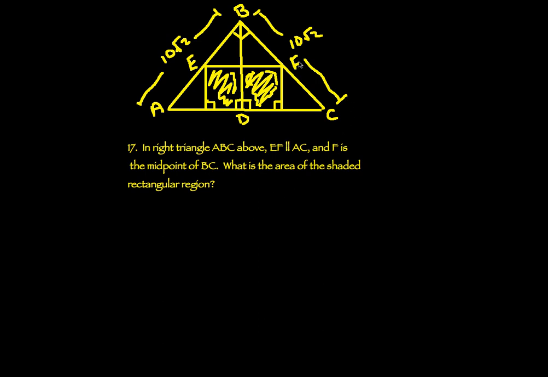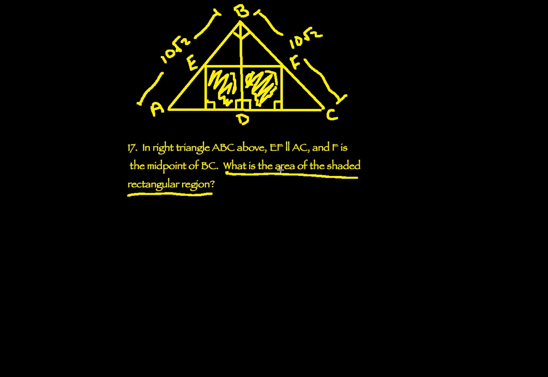So in this particular case, again, this is number 17, so I know it's a more difficult one. Just looking at the problem, it looks a little difficult, but let's read it and see what it's really asking us to do, and then we can see what we need to do in order to break down or unpack this problem and get the information we need. So in the right triangle ABC above, EF is parallel to AC, and F is the midpoint of BC. See how they're giving us all these directions that are actually giving us the directions to unpack the information we need. Now this is the real question. What is the area of the shaded rectangular region?